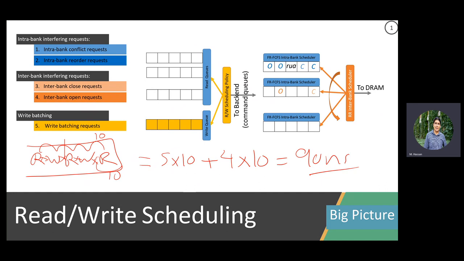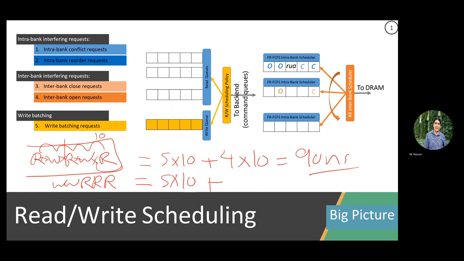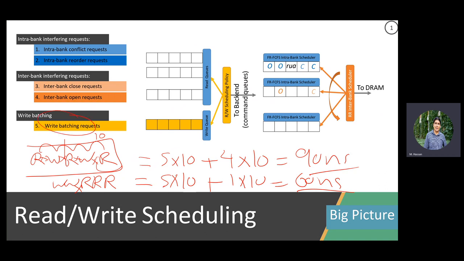On the other hand, if you reorder things in a clever way, you say, well, once I serve a read, I bring in all the other reads first, and then I serve the two writes at the end. What would be your delay? You still suffer the single request delay as is, but how many switches do you have now? Only one, right? This one here. In that case, it's 1 multiplied by 10, so it's 60 nanoseconds, right? So you save 30% of your execution time. So scheduling requests of the same type also helps you improve your throughput. And this is what we call write batching in modern memory controllers.